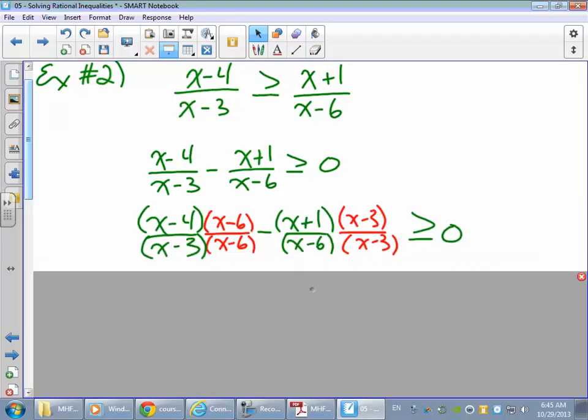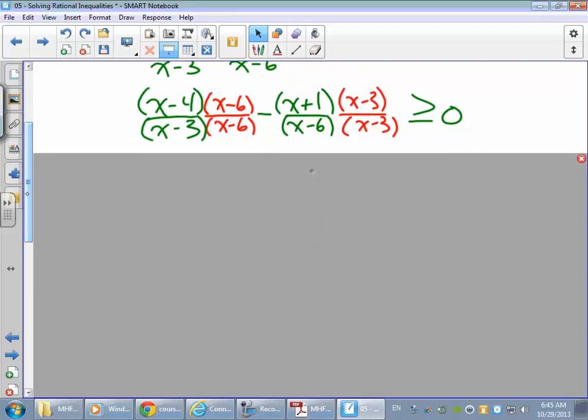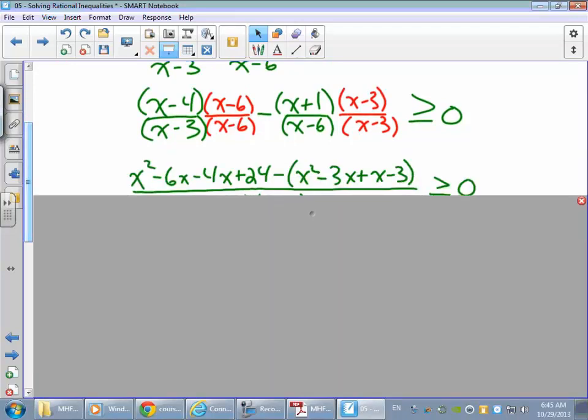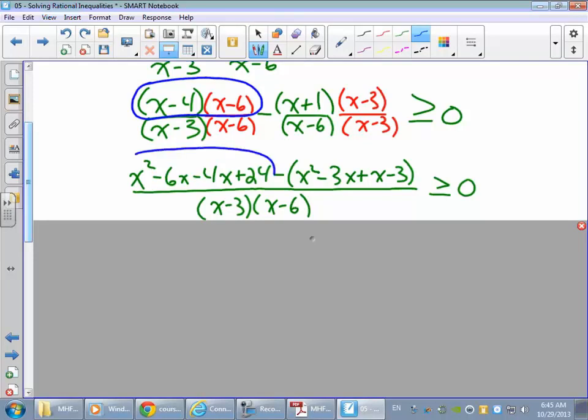For common denominators, I will need to have an x minus 3 and an x minus 6 in each term. So I multiply the first term by the x minus 6 that was in the second term, and multiply the second term by the x minus 3 from the first term. Now it's a bit of work to expand. So multiplying through this section here, I get this here. And if you need to, try that on your own to make sure it worked.